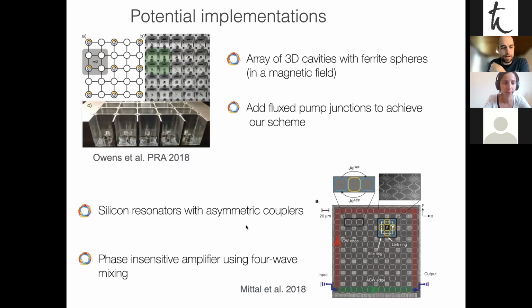And then, okay, this was one implementation, and the other one, which is also pretty close to what we have proposed, is the one that Mittal et al., from the Aphesi group, have used to generate entangled photon pairs. And here you have an array of microring resonators, made of silicon, and so it has 4-wave mixing, and this could be used to create a phase insensitive amplifier. And actually, even the system that they have in the lab could be operated in this way.